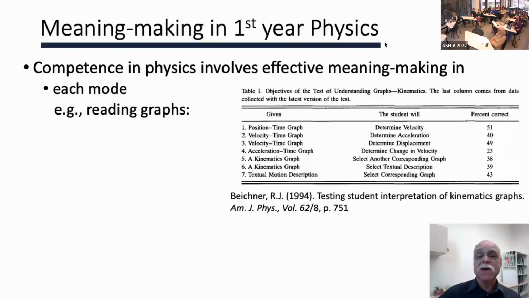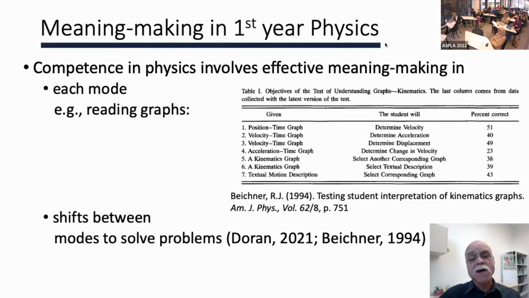So meaning making in first-year physics involves competence in each mode, and here we have some results from Beichner's research on student interpretation of kinematics graphs that has its own whole set of issues. So math, graphs, language, each one involves mode-specific challenges and affordances, of course. And it also involves, of course, shifting between modes to solve problems.